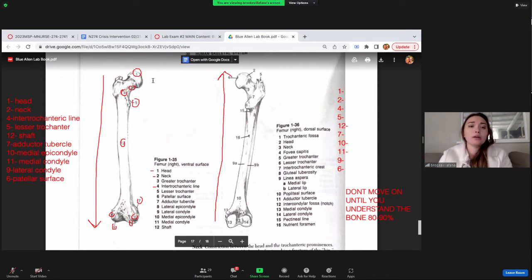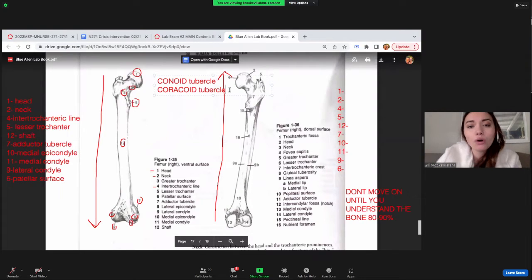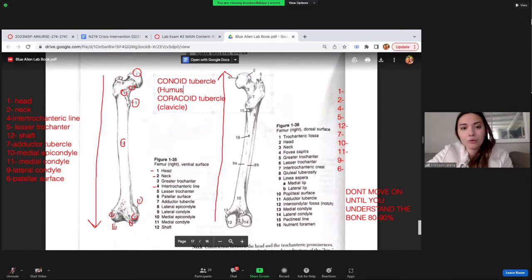So the example is conoid. This is just one example that is very close. Conoid and coracoid tubercles. These are almost identical words. There's also one that I'm not thinking of right now that has only one letter difference. But basically, these are two words that sound almost identical, but the coracoid tubercle is located on the clavicle, and the conoid tubercle is located on the humerus.